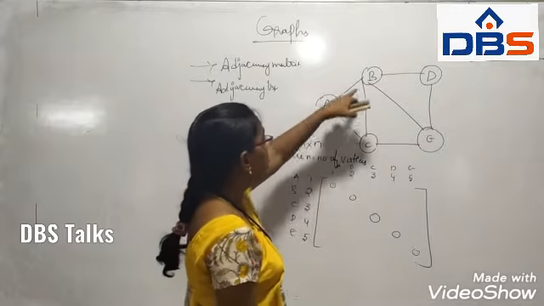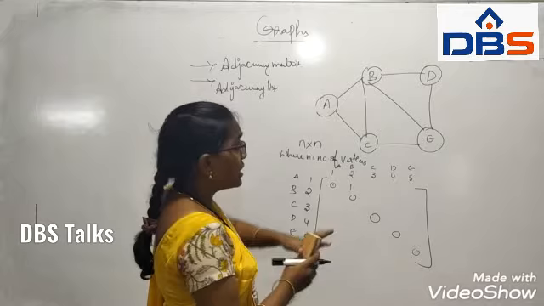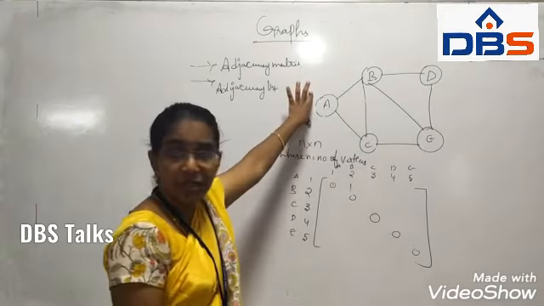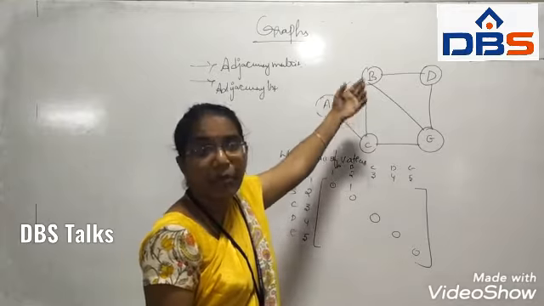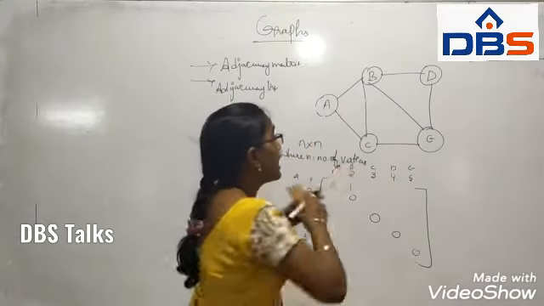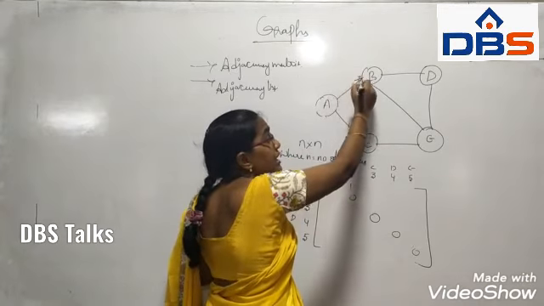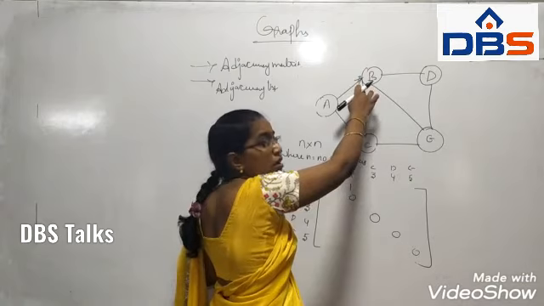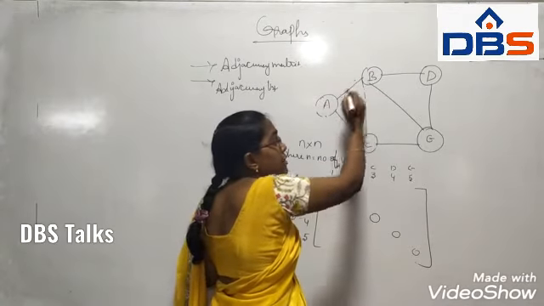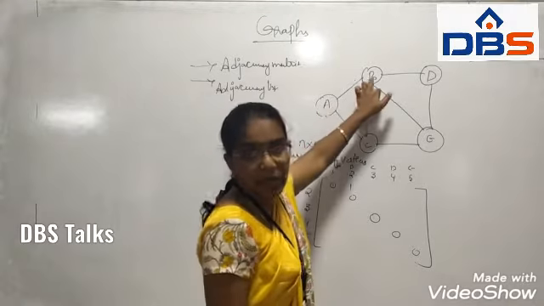Then for A to B, see, if you observe this graph, there is no direction in this graph. If we had a direction, suppose it is unidirectional, then we would have only a link from A to B. But if it is like this in the graph, with a link from A to B and B to A, we may represent it like this, from A to B and B to A.